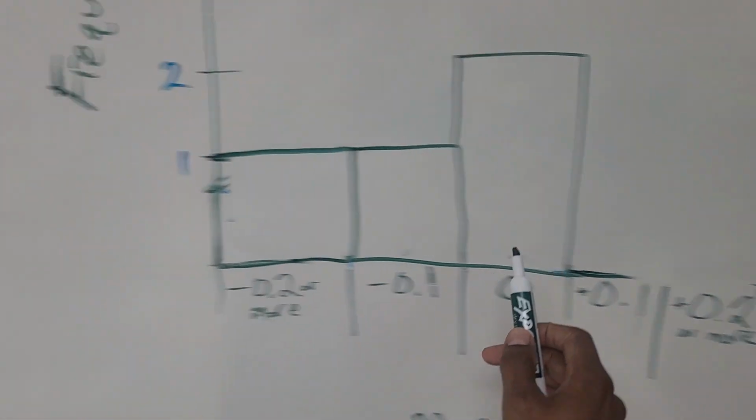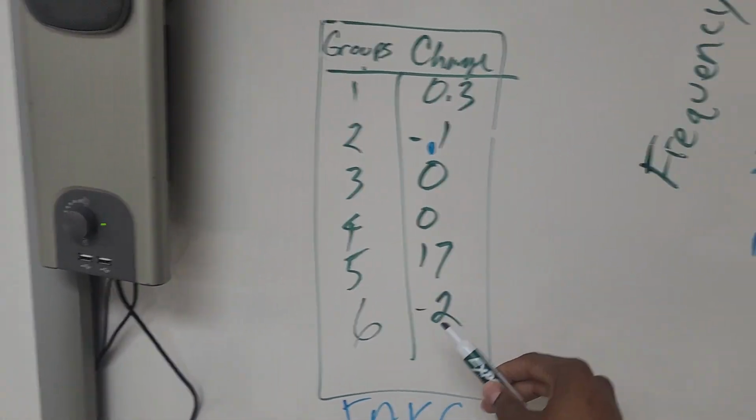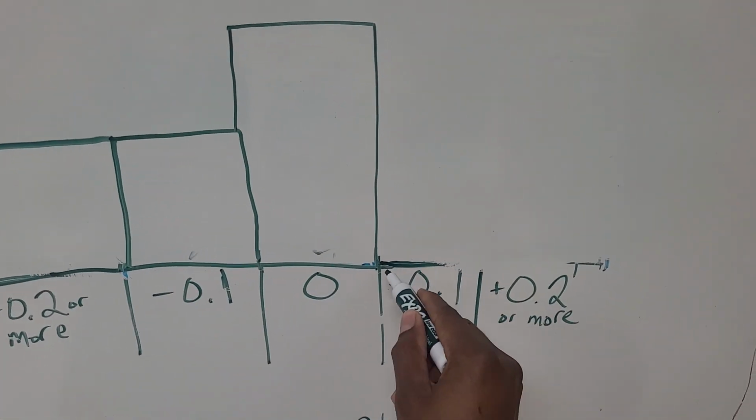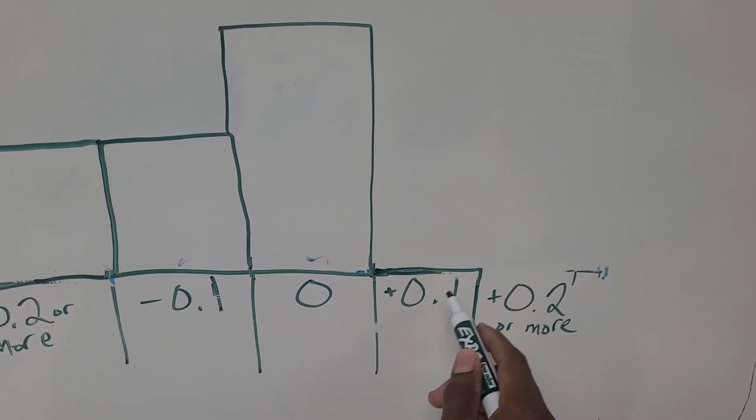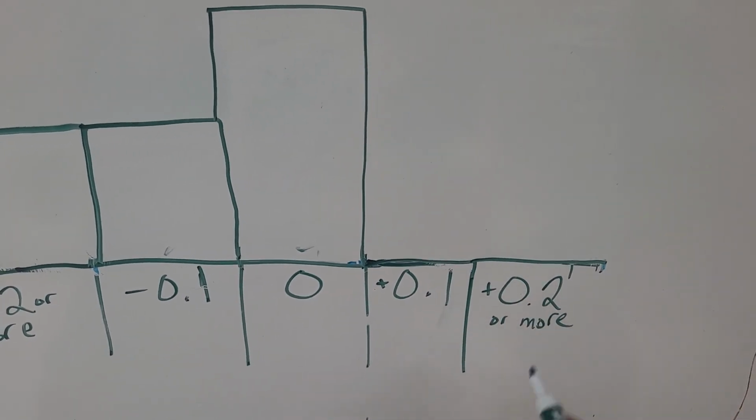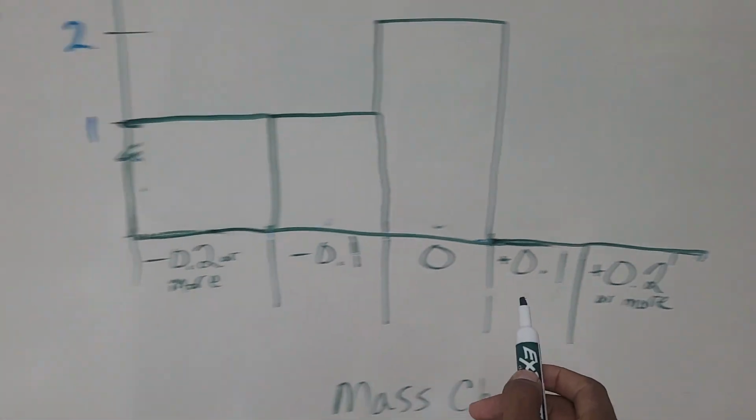How many groups had 0.1 data? Well, we have no groups with 0.1 data. So we should not have a bar here. I'm just going to draw a line down here just to show that that's 0. This line should have already been here. I accidentally erased it.